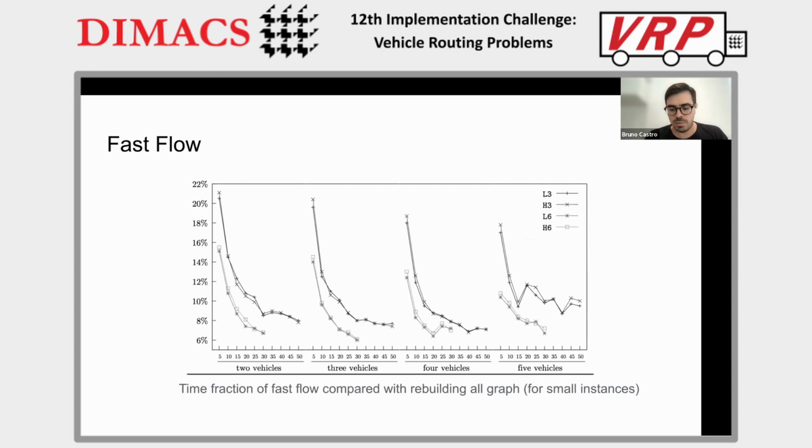This result was pre-competition, comparing the small instances with the fast flow and without it, where we have to rebuild the whole graph. And you can see that we improved a lot, because this shows the percent of the time, how much faster we are.